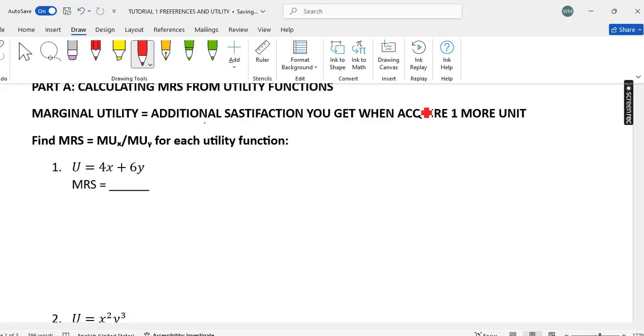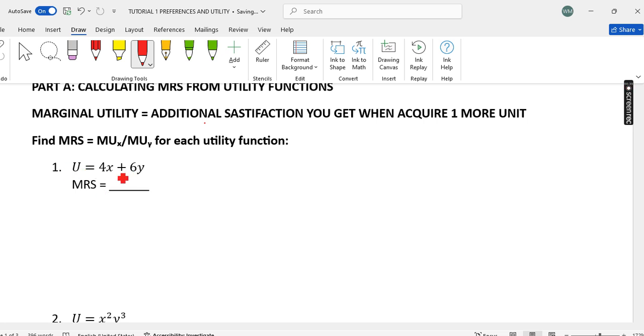Marginal satisfaction you get when you acquire one more unit. Okay, so we've been given a utility function. Remember, utility is satisfaction. We are being asked to tabulate our marginal rate of substitution, which is the trade-off rate. How many of good y you need to give up in order to get good x.